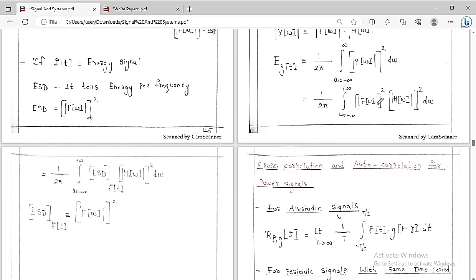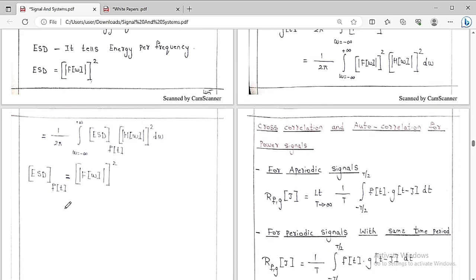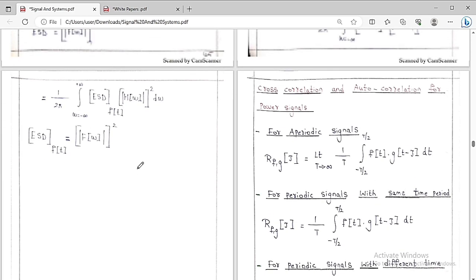And you can see this one is called the energy spectral density of f of t. Just now we have discussed, right? So 1 by 2 pi into integration of omega from minus infinity to plus infinity of the energy spectral density of f of t into the energy spectral density of h of t. You can either write energy spectral density of h of t, or keep it as mod of H of omega whole square d omega. I've already told you the energy spectral density of f of t is nothing but mod of F of omega whole square. So these are the different things you always have to keep in your mind.